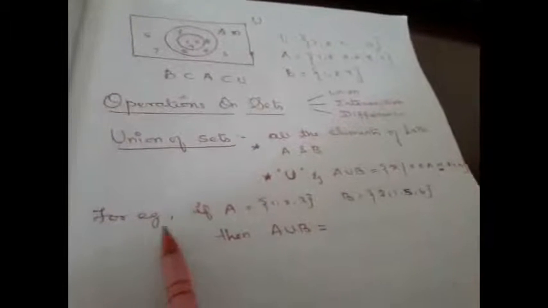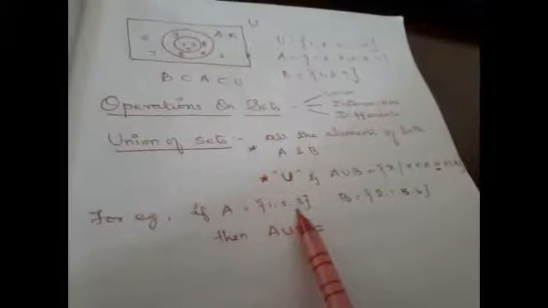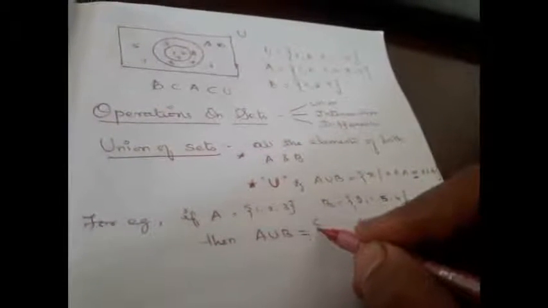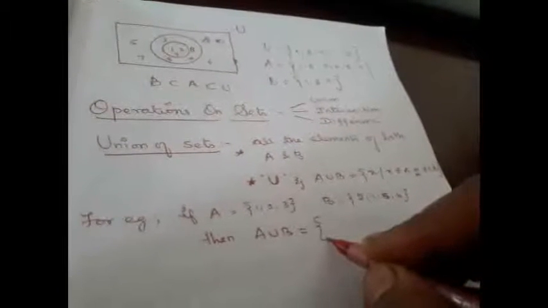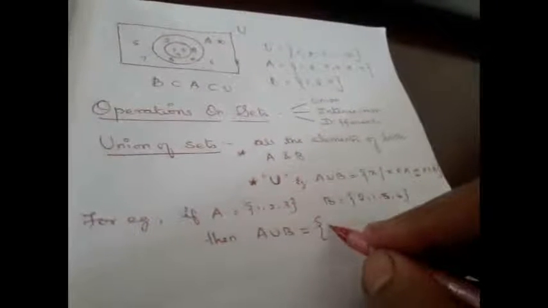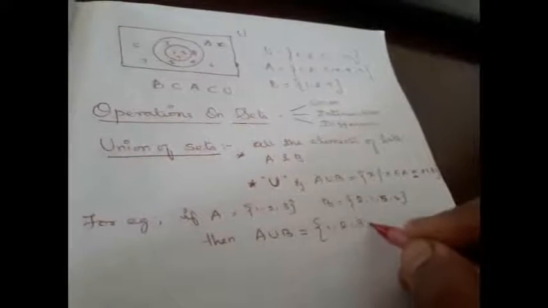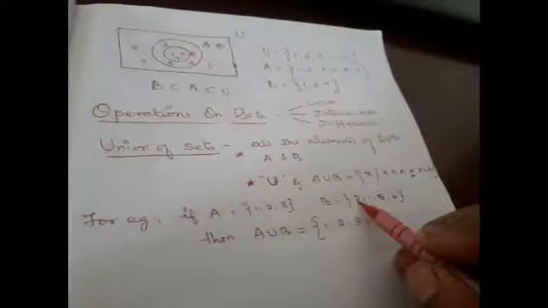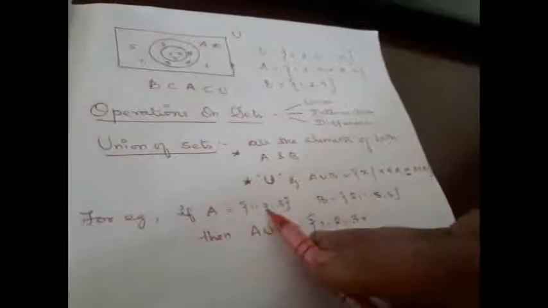Now let us see one example. If A is equal to {1, 2, 3} and B has the elements {2, 1, 5, 6}, then mathematically how can we find A union B? A union B will include all the elements of A as well as B. So first list out the elements of A, then I am going to list out the elements of B. But when I see the elements of B, it again has 2. 2 is already available in A.